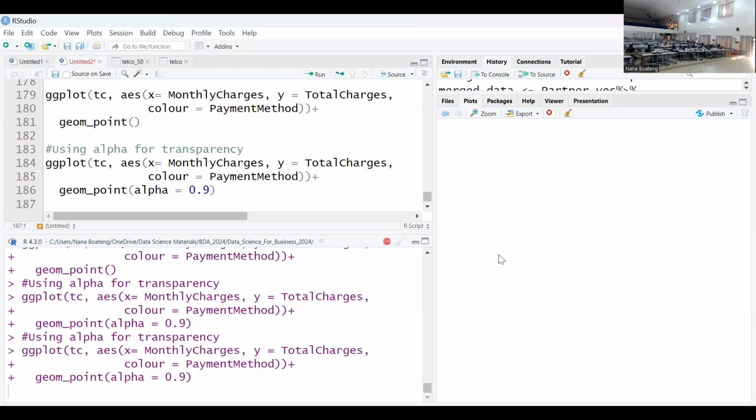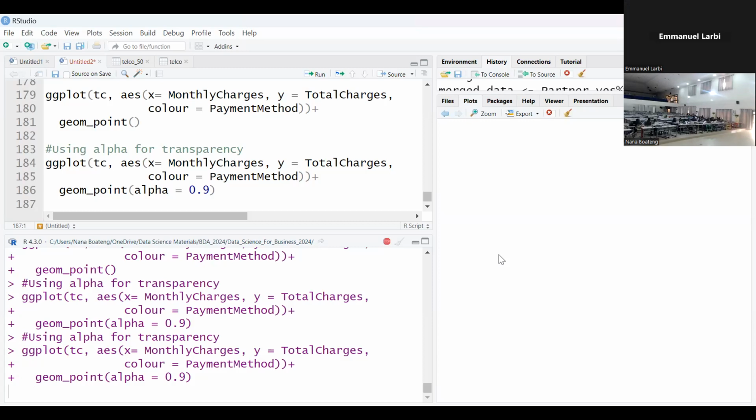So let's change the alpha value to 0.1 and see the difference. When it changes to 0.1, it becomes very transparent. So depending upon the visualization that you want to do, you can choose what you want. You can choose up to 0.5 and so forth.